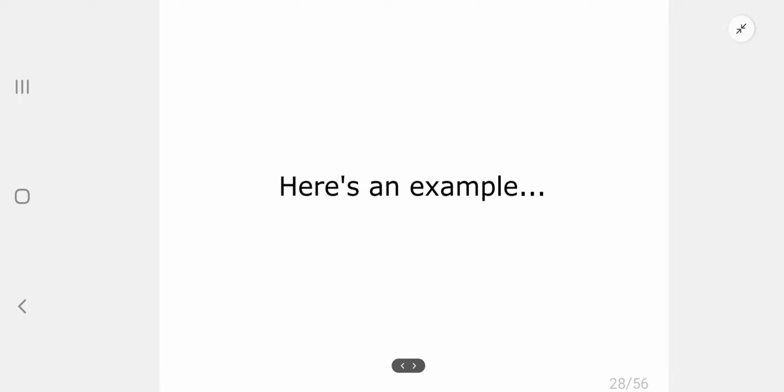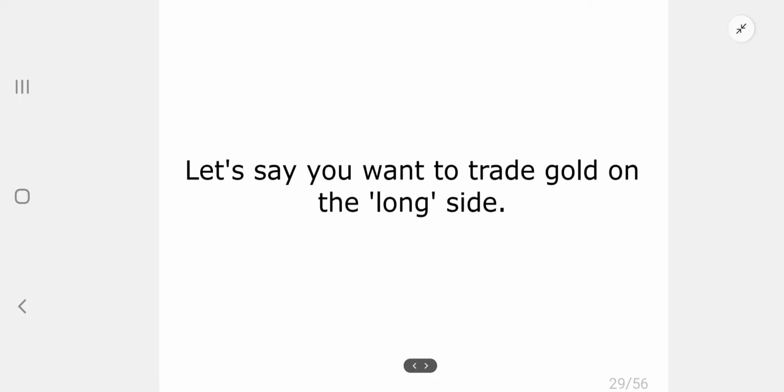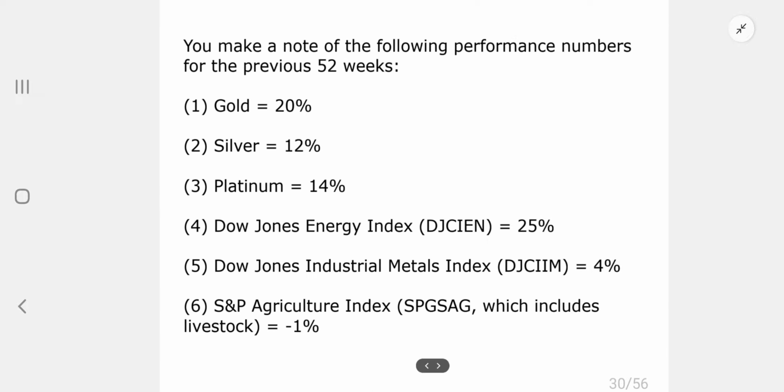Here's an example. Let's say you want to trade gold on the long side. You make a note of the following performance numbers for the previous 52 weeks. So we have gold at 20%, silver at 12%, platinum at 14%, the Dow Jones Energy Index at 25%, the Dow Jones Industrial Metals Index at 4%, and the S&P Agricultural Index, which includes livestock, at minus 1%.